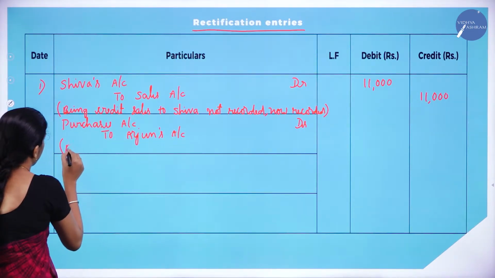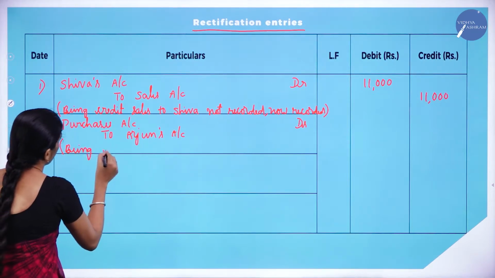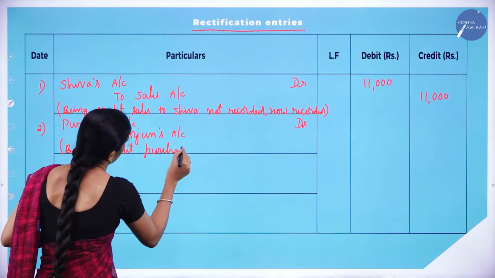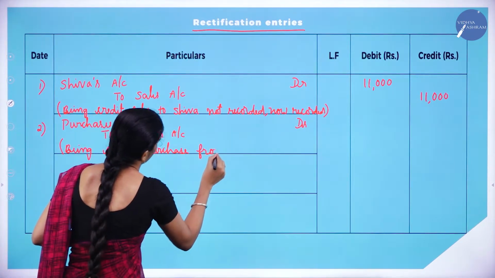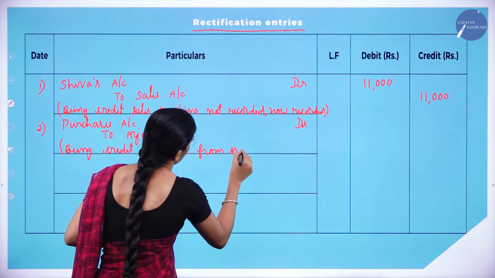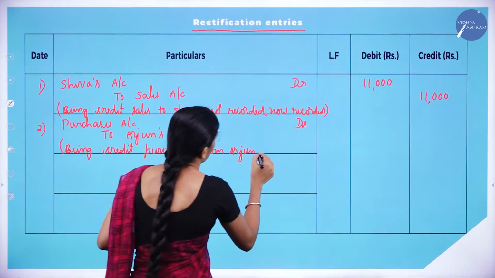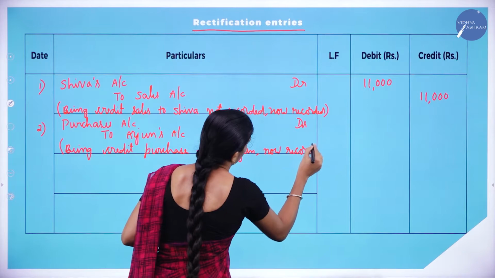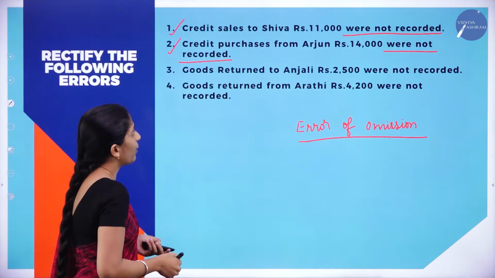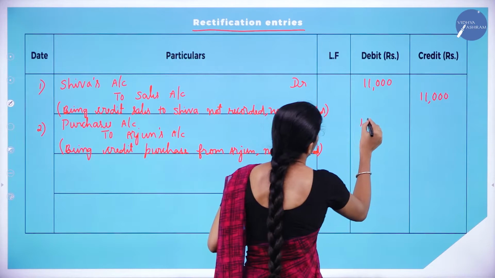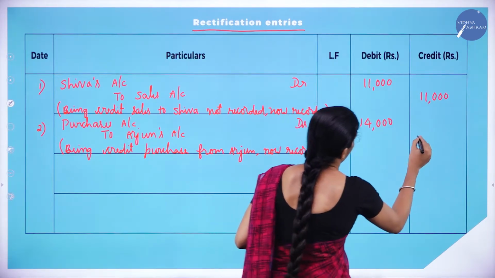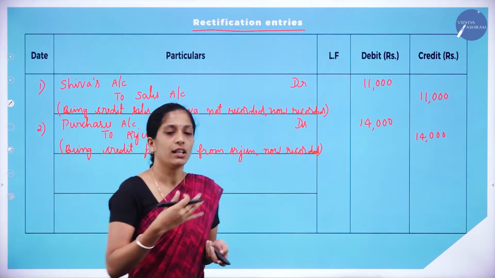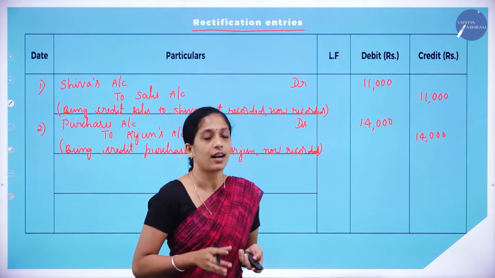So, your narration will be: being credit purchase from Arjun now recorded. So, what is the amount? Amount is 14,000 in the debit side and 14,000 in the credit side. So, they have forgotten to record the transaction. Now, we have recorded and we have rectified that transaction.